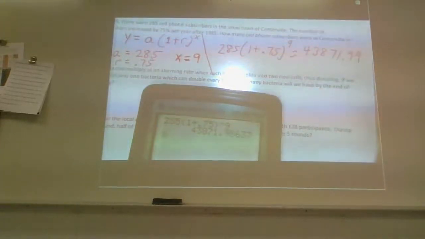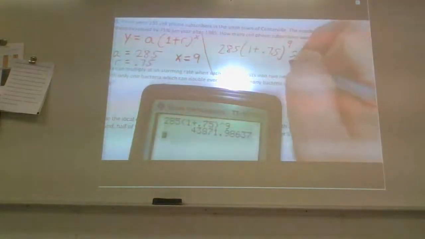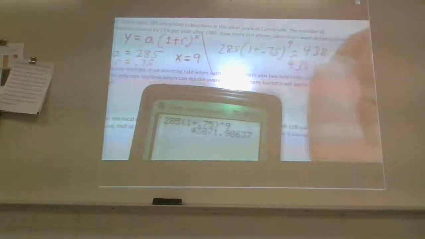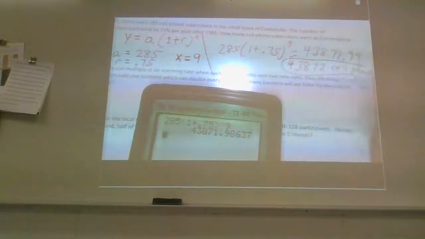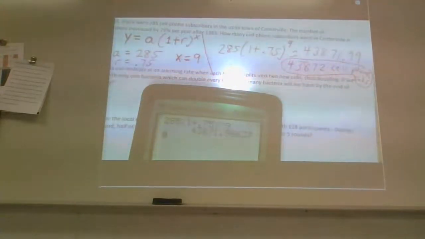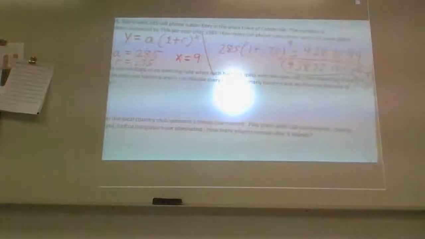This is a word problem. There is context. If this were money, totally, you can go two decimals on money. If this were the weight or the height of something, then you could totally go decimals. But these are people. You can round up or you can round down, that's up to you, but I'm going to round up. 43,872 cell phone subs. You can't have a fraction of a person, so I'm going to round it to a whole number based on the context of the problem.